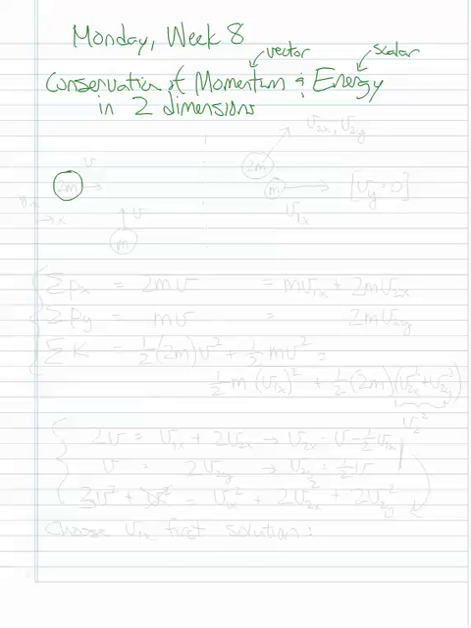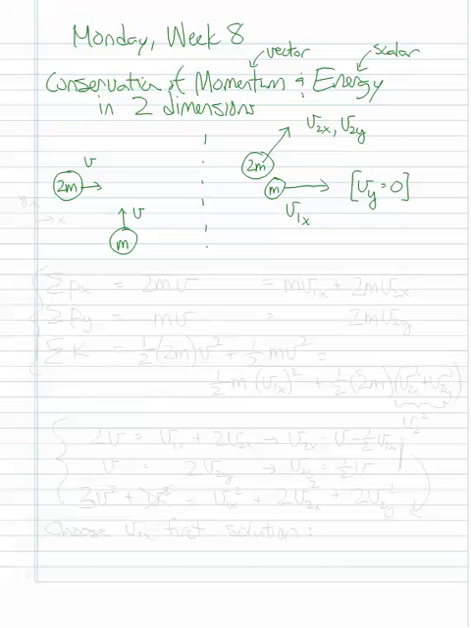Okay, so the problem looks like this. You have a 2m and an m, and they're traveling with some velocity v. And after, what you know is that the smaller ball goes directly to the right, meaning the velocity in the y direction is 0. And the other ball goes in some direction we don't even know. And so let's check. The things that we don't know are v1x, and we don't know v2x or v2y. 3 equations, 3 unknowns. Okay, so believe it or not, this is enough information.